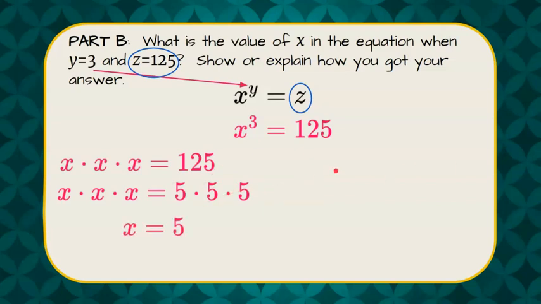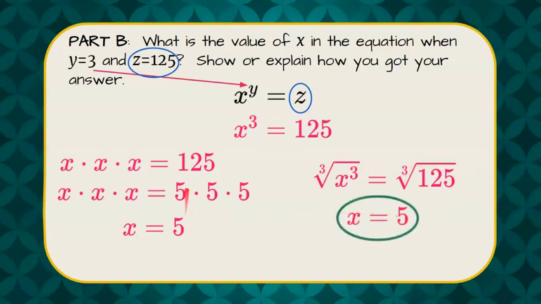Another way to look at this and solve it is to understand that to undo x cubed, we could find the cube root. The inverse of cubing something is to find the cube root. And the cube root of 125 is 5, because again, 5 times 5 times 5 is 125.